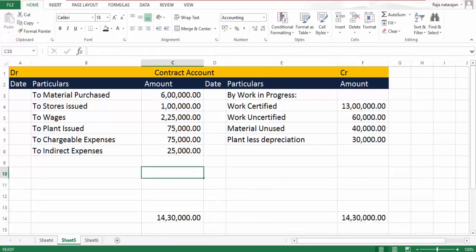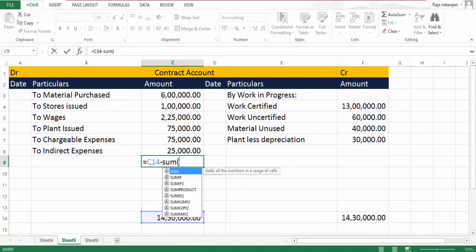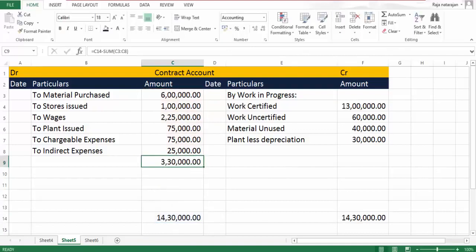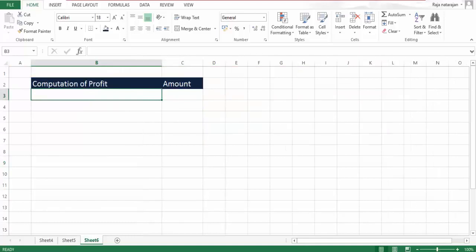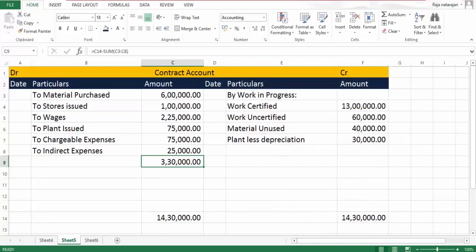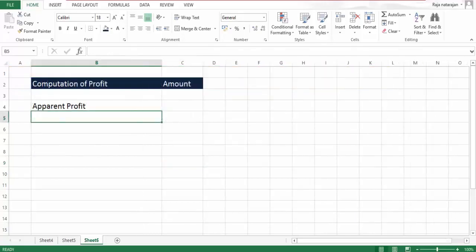It means obviously here we have a profit, that is 14 lakh 30 minus the sum of these items. So this is the profit, but this is only notional profit. So we cannot recognize this fully, so that has to be linked with various items. So let's have a working note here. Working note for computation of profit. So what is the apparent profit we have as of now? That's the notional profit, which is 3,30,000. Let me remove that and keep it here.